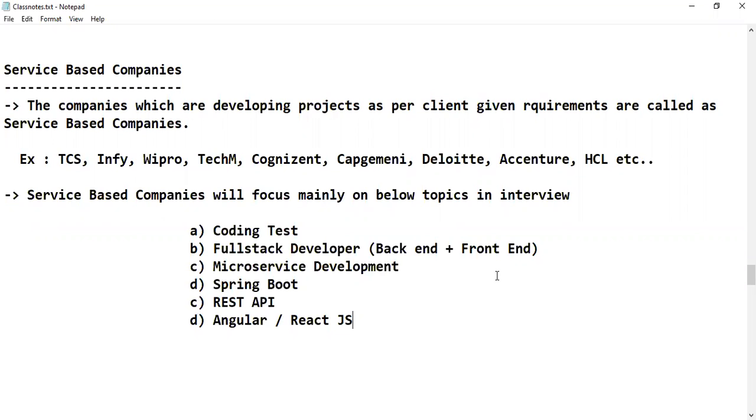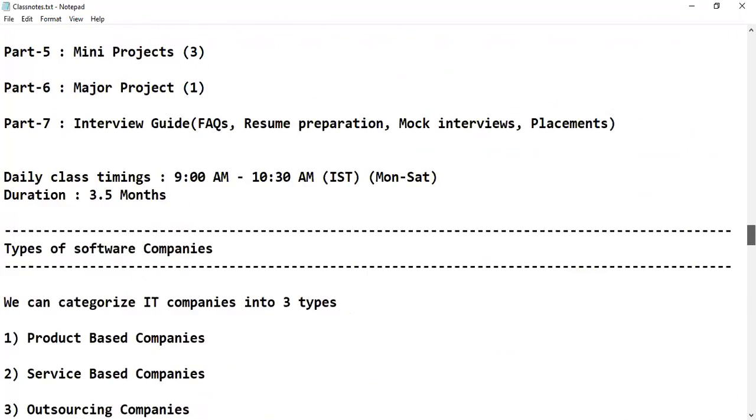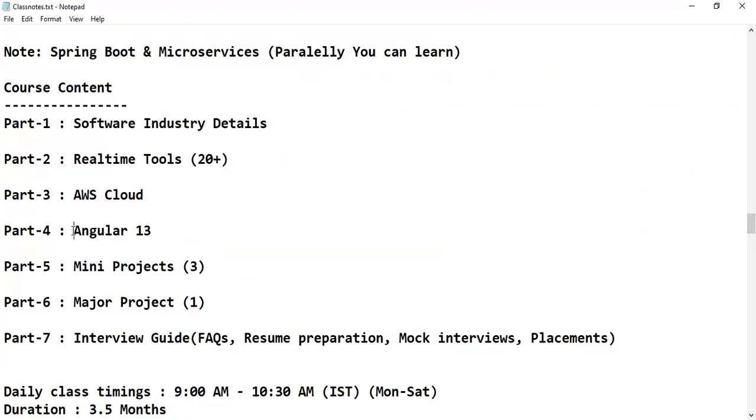What is the meaning of full stack development? The person who can develop both the backend and the front end is called a full stack developer. Backend we are developing with the microservices architecture, so you should know microservices. To develop our project, we are using Spring Boot and we will develop the REST APIs by using microservices architecture. For the front end part, you need to know Angular or React. Here, guys, I'm going to cover Angular as part of our course. As I mentioned, Angular 13 will be covered as part of our training, so you need not worry about it.